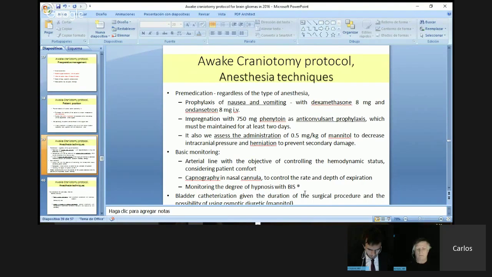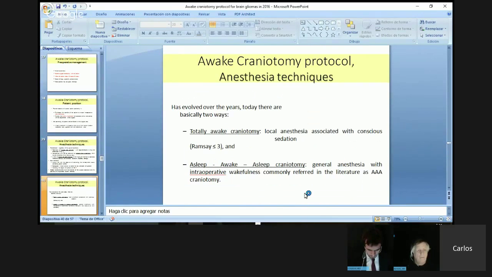So during the anesthesia techniques, we have a pre-medication regardless of the type of anesthesia, prophylaxis of nausea and vomiting, and impregnation with anticonvulsant prophylaxis. We also assess the administration of mannitol to decrease intracranial pressure and herniation to prevent secondary damage. And basic monitoring with arterial line, capnography, nasal cannula, monitoring the degree of hypnosis. Bladder catheterization, given the duration of the surgical procedure and the possibility of using osmotic diuretics such as mannitol.